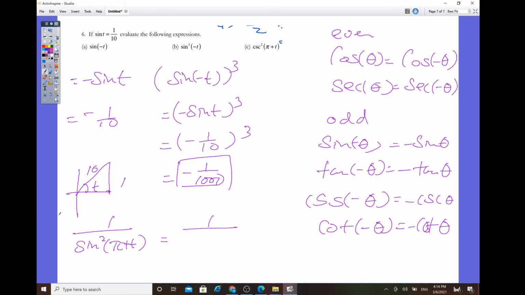So in quadrant 3, it's the same triangle. So it's going to be like this. Again, the reference angle is just like t, but the opposite turns out to be negative 1. So negative 1 over 10 to the power of 2. So eventually, it's 1 over 100. Take the reciprocal, so it's 100. Just like that.